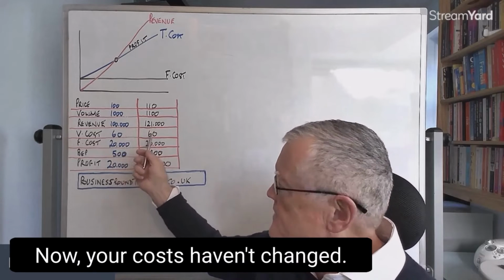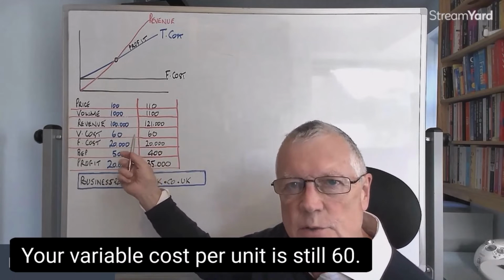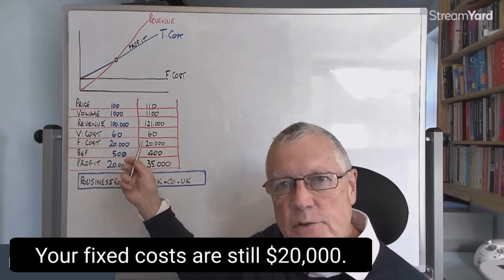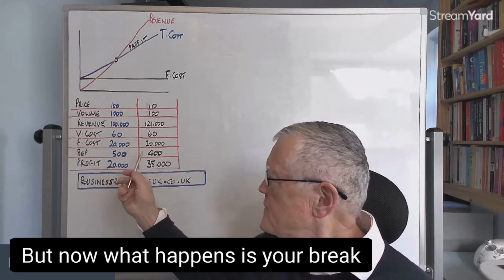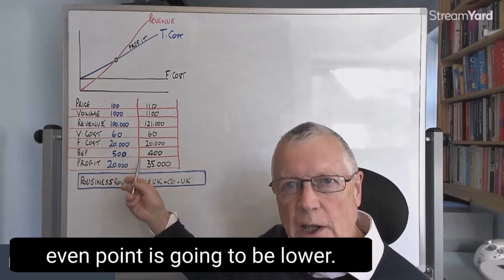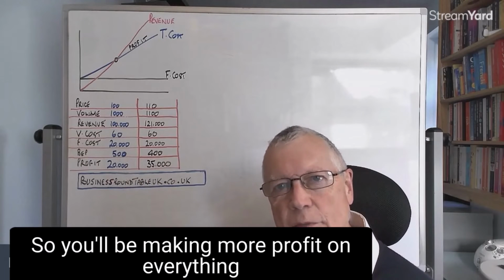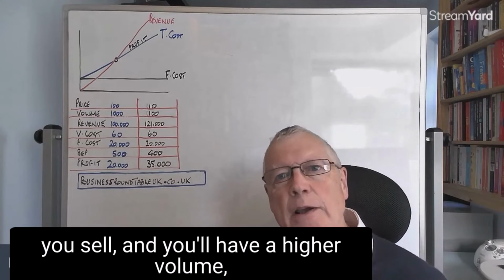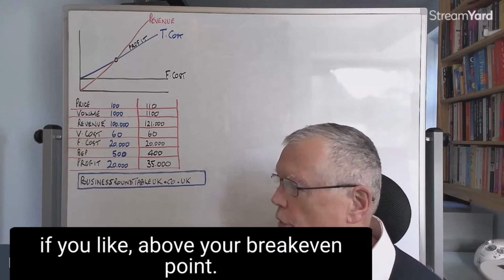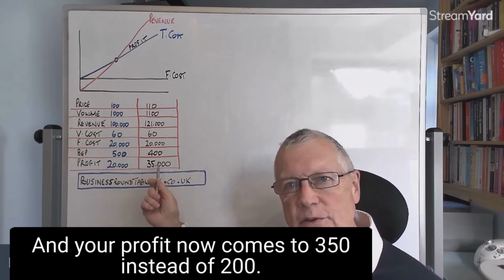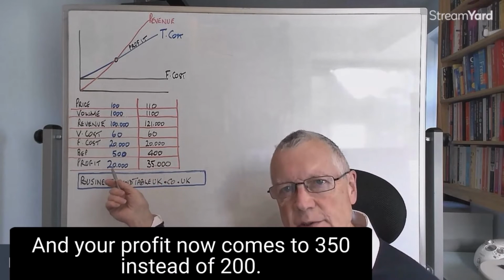Now, your costs haven't changed. Your variable cost per unit is still 60. Your fixed costs are still 20,000. But now your break-even point is going to be lower, 20% lower. So you'll be making more profit on everything you sell, and you'll have a higher volume, if you like, above your break-even point. And your profit now comes to 35,000 instead of 20,000.